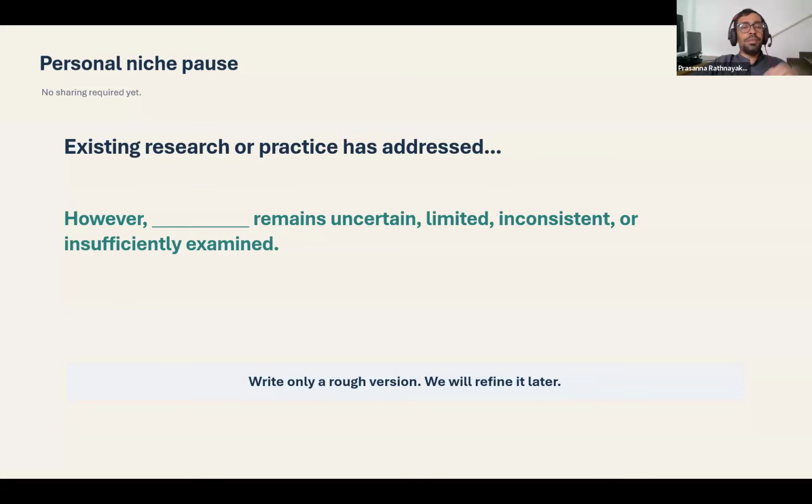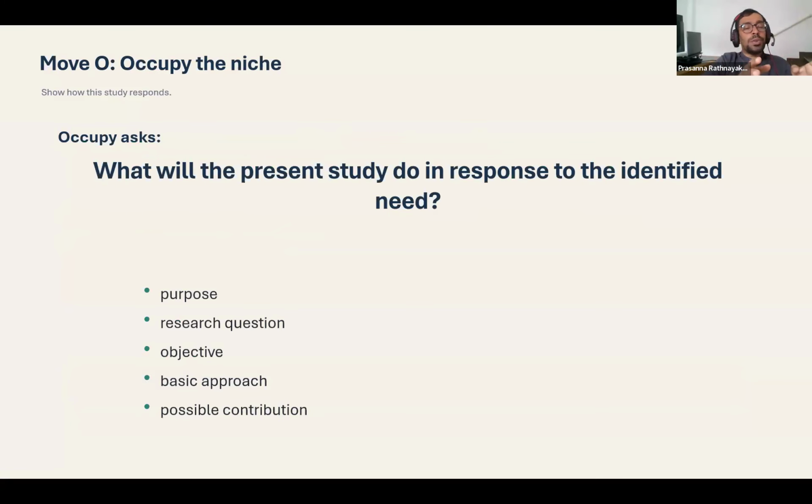All right. We are moving to see what we are going to do next. Now we are moving into the third move. We started with T, territory, and then N, niche, and we have navigated through 4 different niche areas. Now we are coming to the third move of our approach, that is occupying the niche. The third move is occupy.